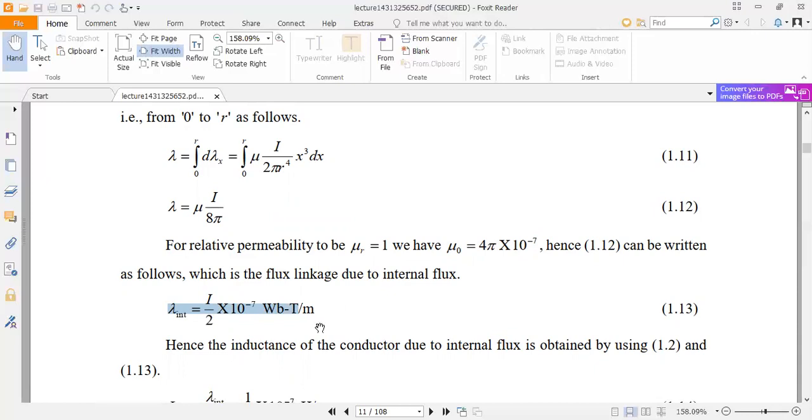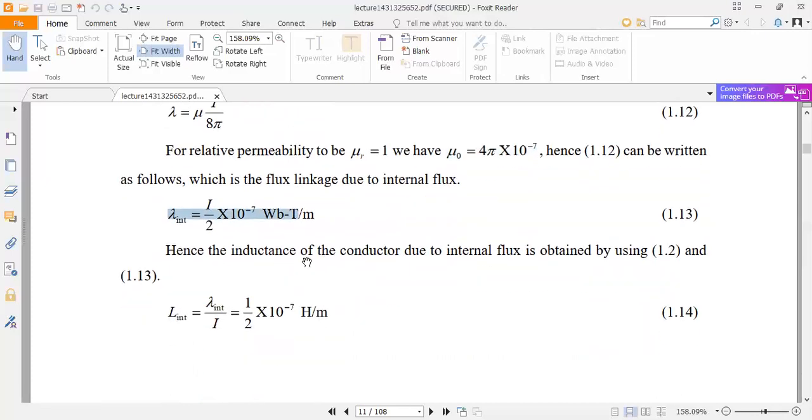But this is the formula of the flux linkage. So if you want to calculate the inductance of the conductor due to the internal flux, you have to substitute the value of the internal flux into the main formula, that is, the formula of the inductance: inductance equals flux linkage upon I. So here we put the value of the flux linkage, and we get the value of the inductance, which is equal to 0.5 into 10 power minus 7, or you can say 1 upon 2 into 10 power minus 7 Henry per meter.